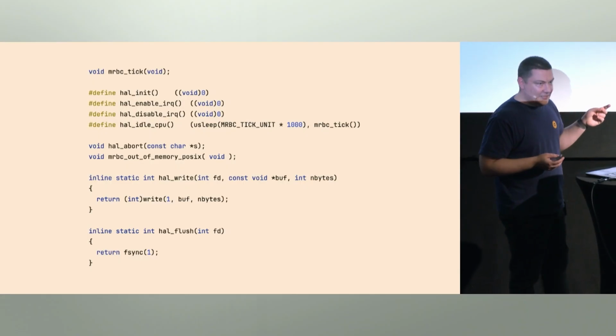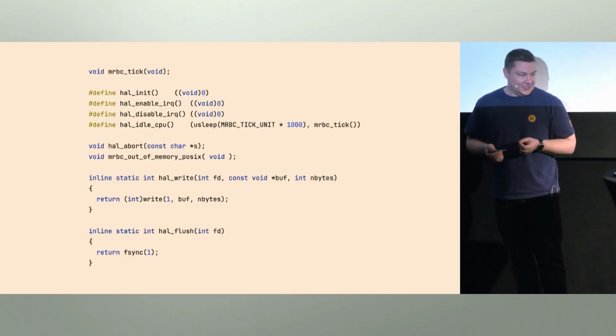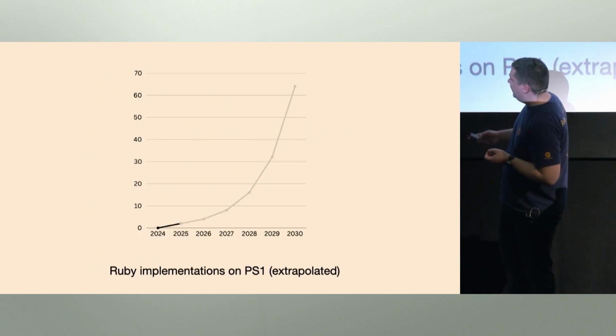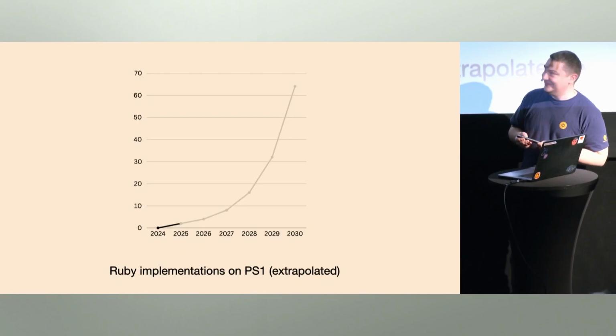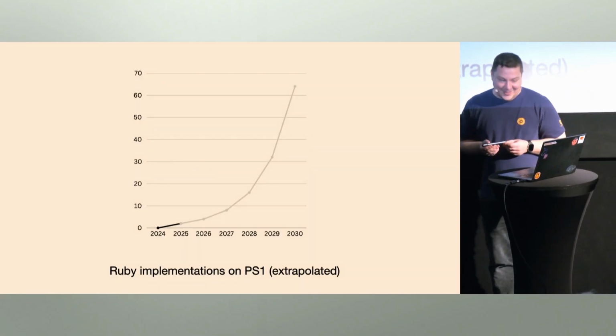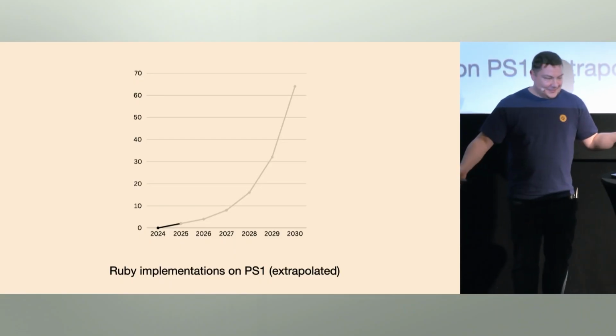And then I found out that there's actually already an implementation of mruby, the bigger one, on the PlayStation, which makes the PlayStation the fastest growing Ruby platform. Yeah. But once again, it's not all about video games.